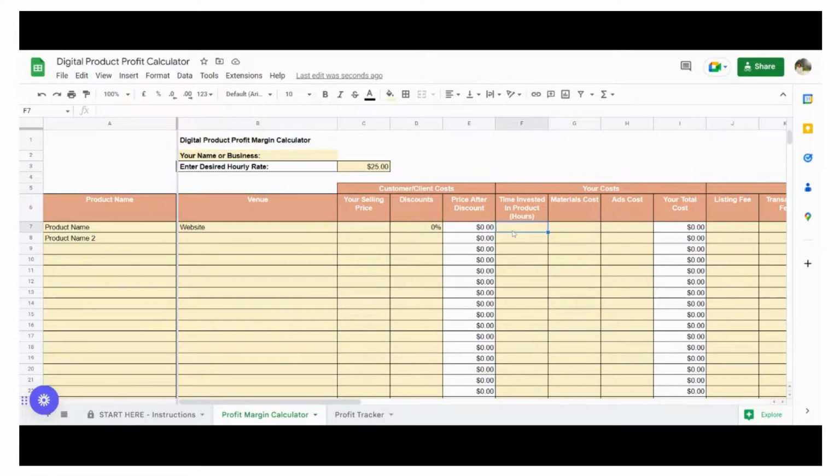Next, I consider how much time I've invested into making the product. You can use a timer if you want to, but I have a rough idea of how much time I might spend on creating a template. So that might be 1 hour.